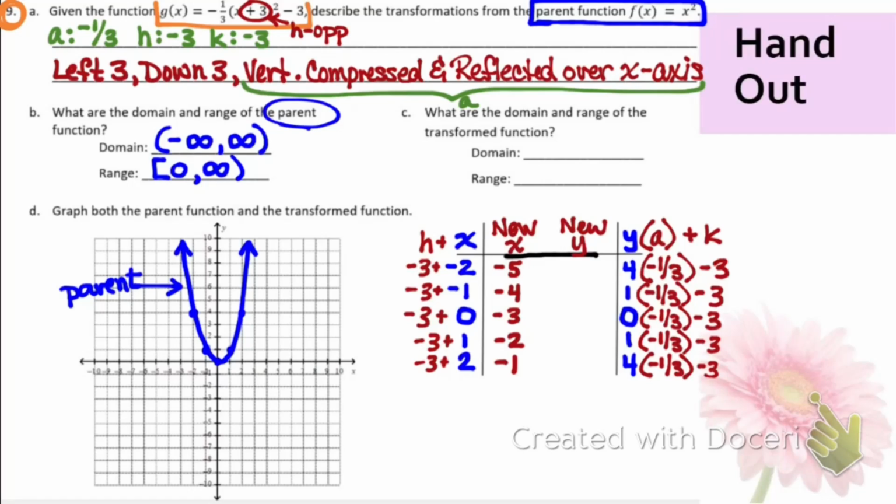4 times negative 1 divided by 3 minus 3. You said negative 4.3? I thought we were going to fractions. You can use the fraction key. You can use the division key. I got negative 13. Yes, hit enter. Negative 13 over 3. Okay, show that to me on your calculator, because that's not wrong. I got it right here. Negative 13 over 3.